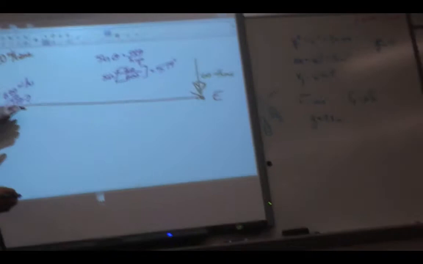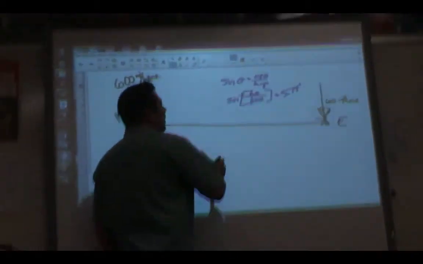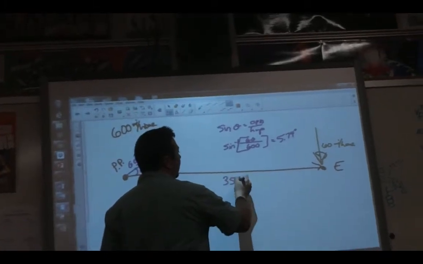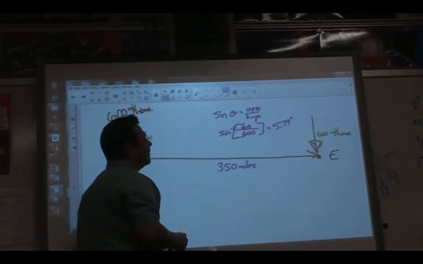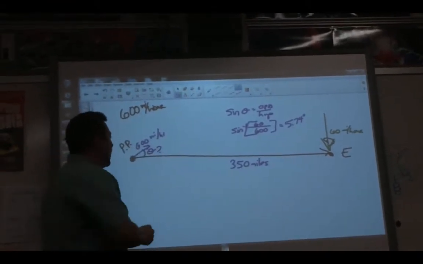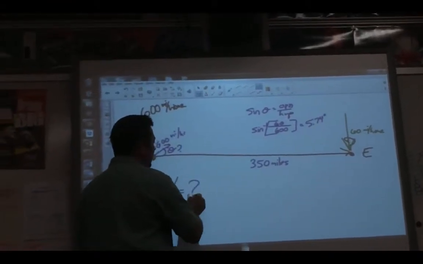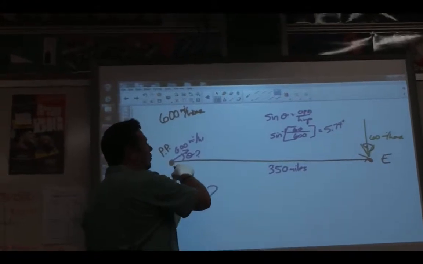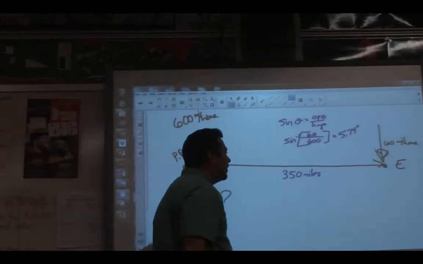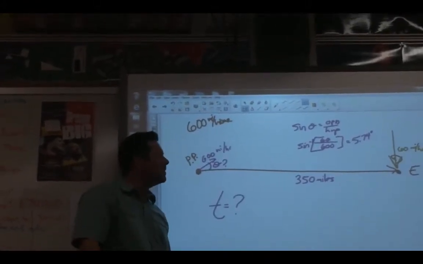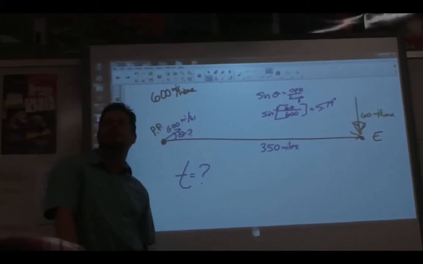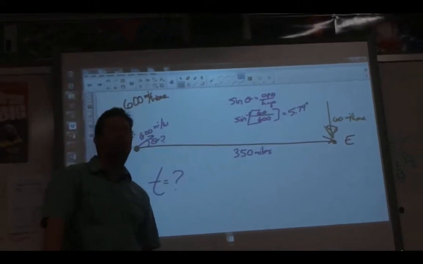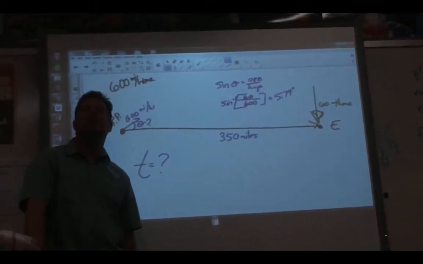So how would I figure out how long it would take to go from here to here? Let's say that this distance is right at 350 miles. If I ask how much time it takes to go from the Petroplex to Dallas in that 350 miles, how would I go about figuring that out? Would you have to find the speed of the horizontal line? You would. So what would I then use to figure out the speed of that horizontal?